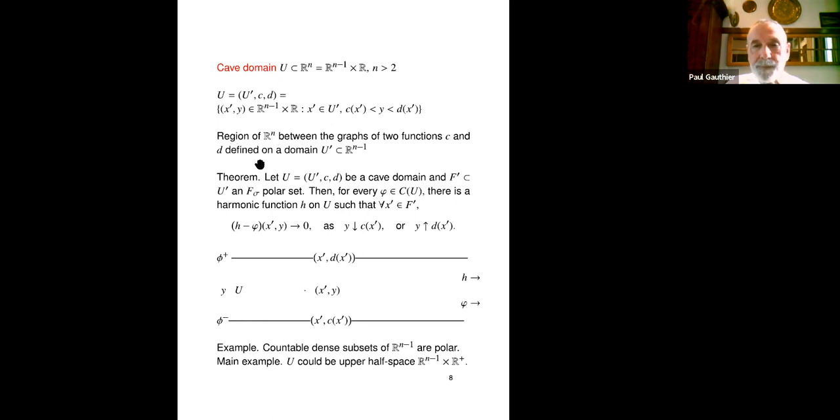Now, here's a theorem. So suppose U is... I'm sorry, I should have corrected this graph. Replace phi minus by C and replace phi plus by D. So below here it's the graph of C, and above it's the graph of D. So let U be a cave domain, and choose F prime.